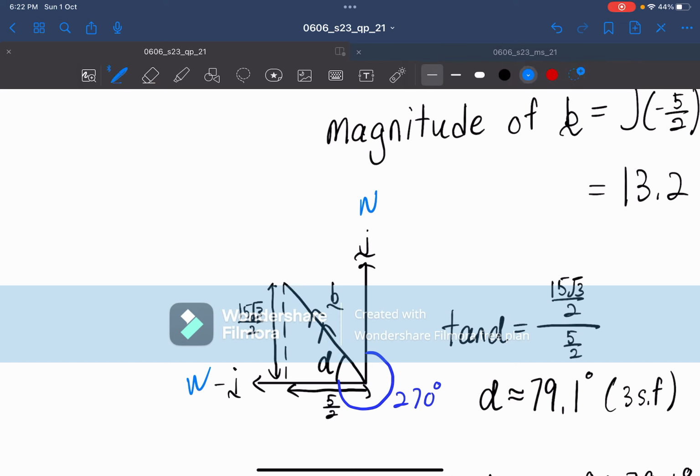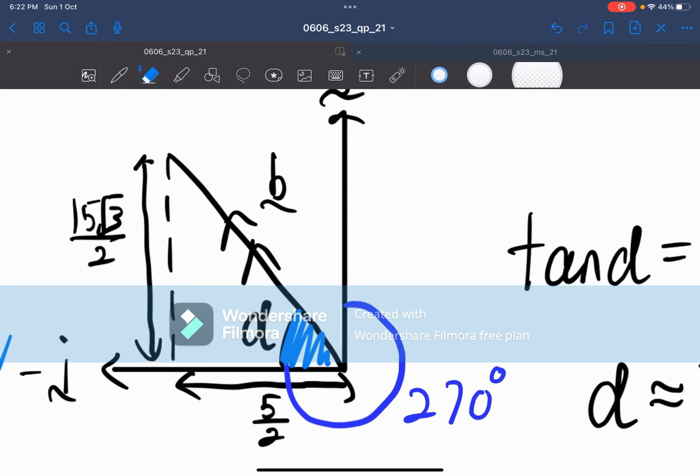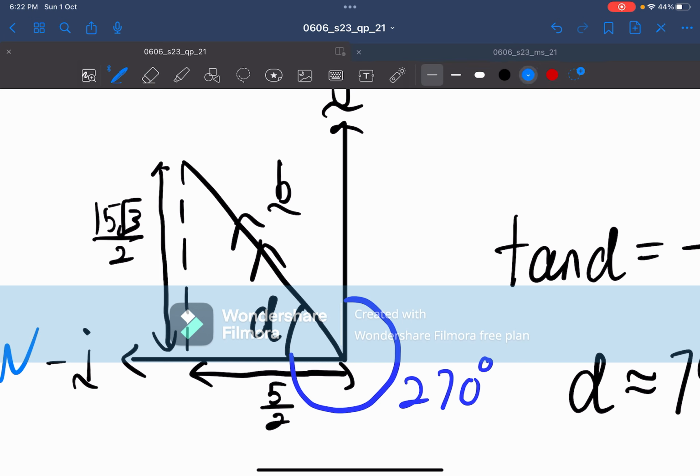And we know that the magnitude in the vertical direction is 15√3/2, and the horizontal direction is going to be 5/2. So what we need to find now, if we measure the bearing, is going to be from north to this, right? But the thing is, we don't know what this region is. So that's what we need to find, and the way we find it is by using trigo.